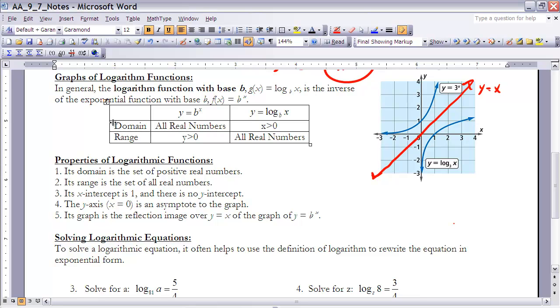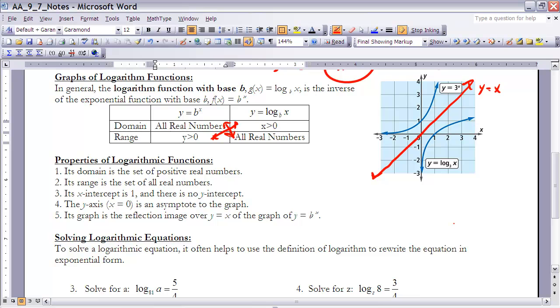I want to talk a little bit about their domain and range. Anytime we look at a new function, we want to be able to look at its domain and range. If I look at y equals b to the x, the exponential function, the domain we said was all real numbers, but we also talked about the fact that the range was always values greater than 0. Well, y equals log base b of x is the inverse of it, so the domain and range of those two are going to switch positions. So these two switch positions and these two switch positions.